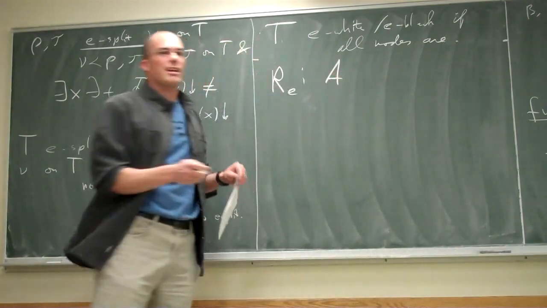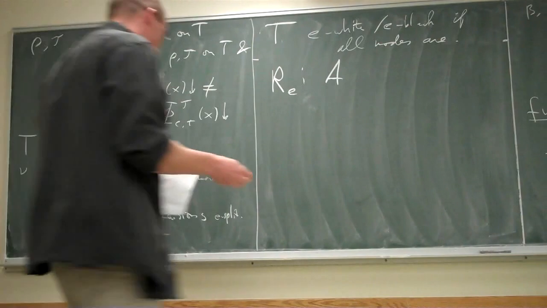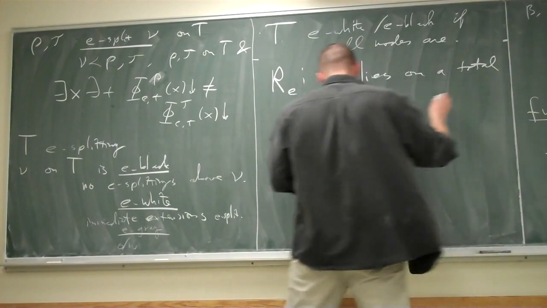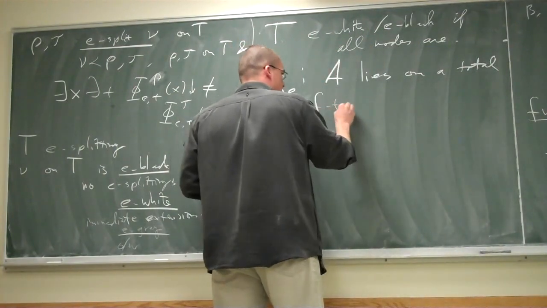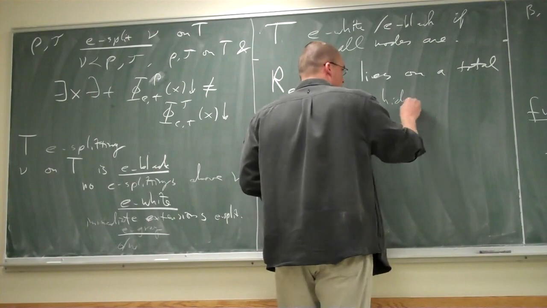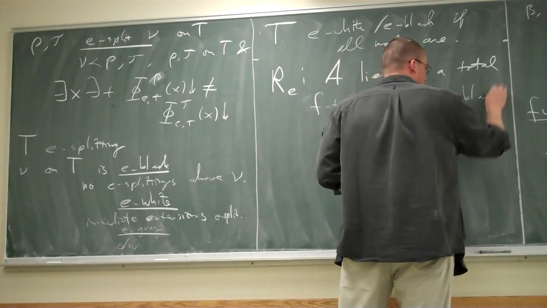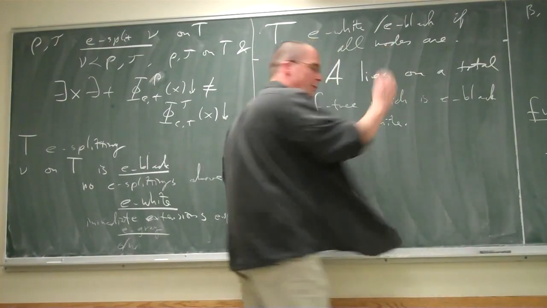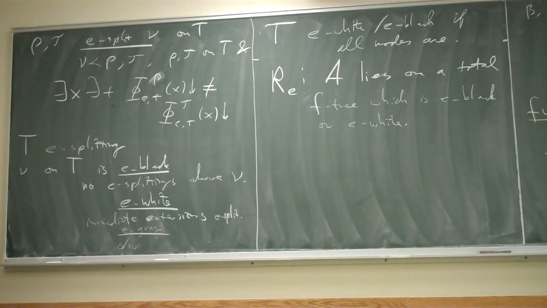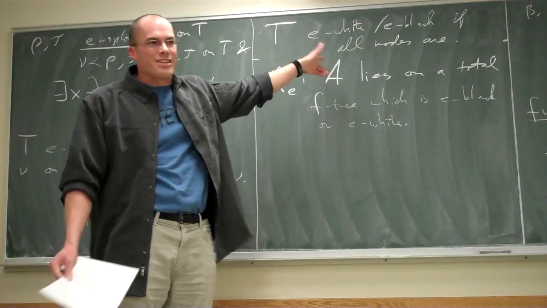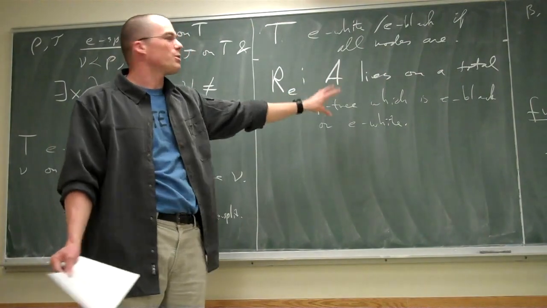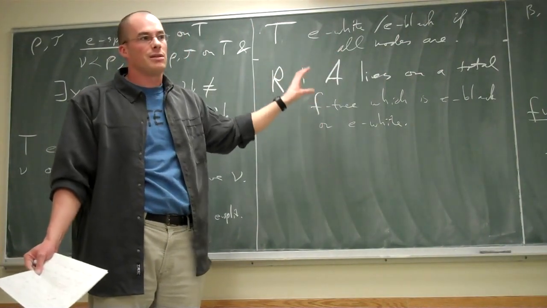So now after all this work, I can write down the requirements. The E requirement RE says that the set A, whose degree is going to be minimal, lies on a total tree T which is E black or E white. So my A, or its characteristic function, is a branch through some total E black or E white tree.